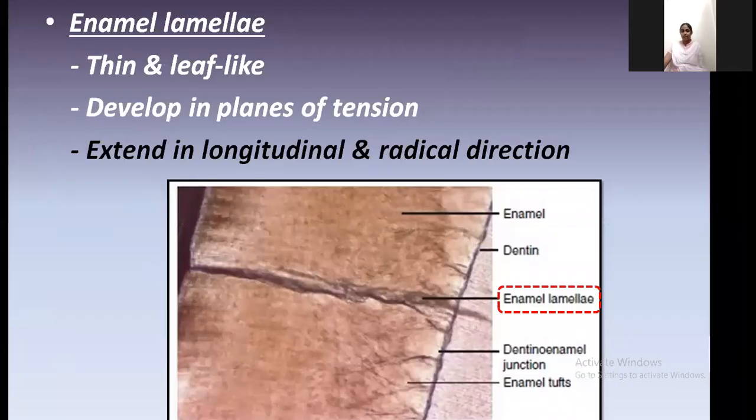Enamel lamellae. They are thin and leaf-like. They develop in planes of tension. They extend in longitudinal and radial direction. This is the enamel lamellae. They develop in planes of tension and extend in longitudinal and radial direction.